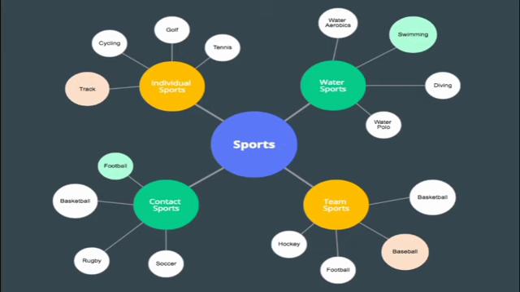For example, if I'm trying to draw a mind map relating to sports, then I am writing sports in the very middle. And then I'm drawing four branches depending on the types of sports, like water sports, team sports, contact sports, individual sports. Then I am drawing sub branches relating to these four branches.